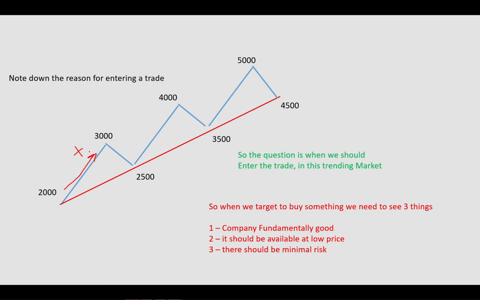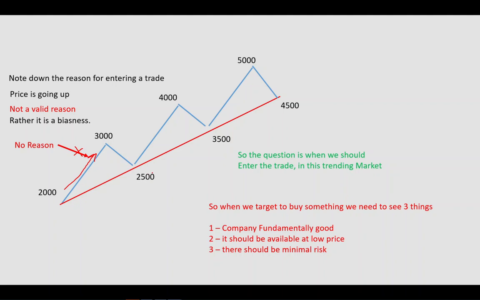If the only reason is that the price is going up, that is not a reason, that is a bias. We should not take the trade because we are biased. We should enter the trade with knowledge and with awareness. So we will find out the reason to enter the trade. When the price is going from 2000 to 3000, there is no reason to enter the trade. However, when the price comes back to 2500, there it is trying to go up.